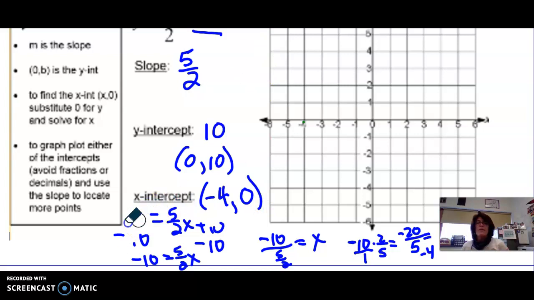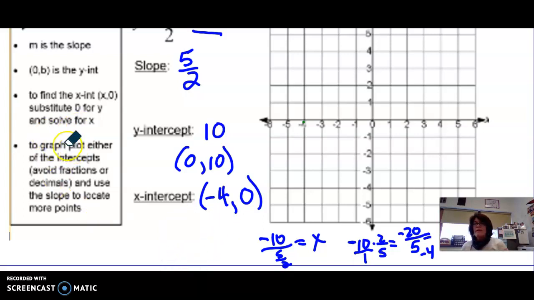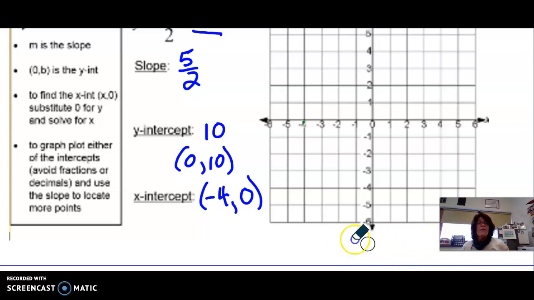Hopefully you still have your work there on your notes. I'm erasing mine, so it looks a little neater. We put 0 in for y. That's what it tells us to do here to find the x-intercept, substitute 0 for y, and we got negative 4, 0. If I have those things, I can graph this line.